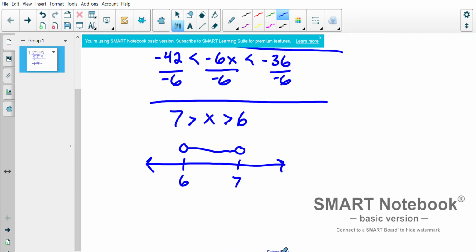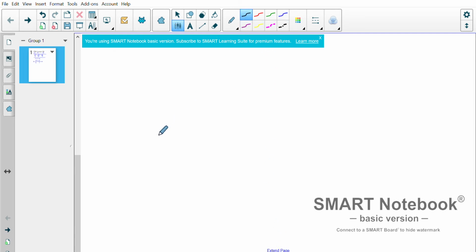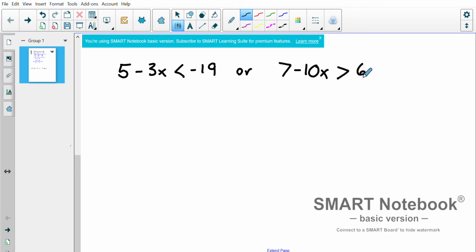And the second problem I'm going to have you do is 5 minus 3x is less than negative 19, or 7 minus 10x is greater than 67. So go ahead and pause the video, try this one. Remember, this is an or statement, so that should automatically tell you something about your graph when you graph it.